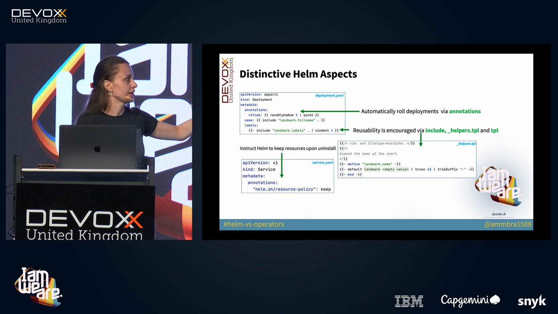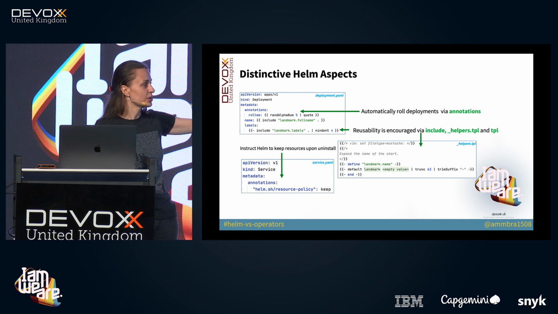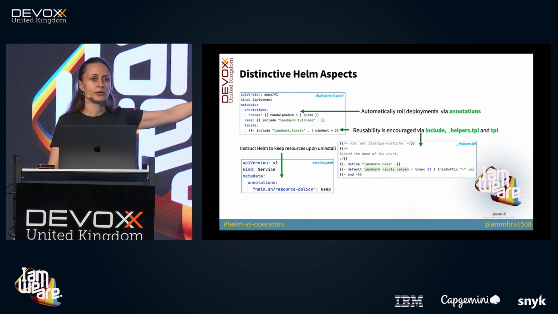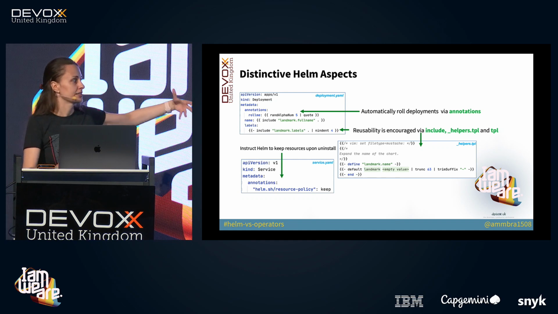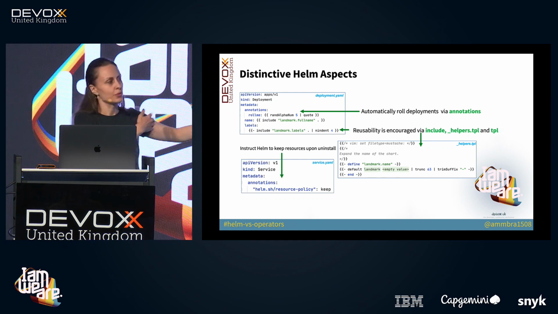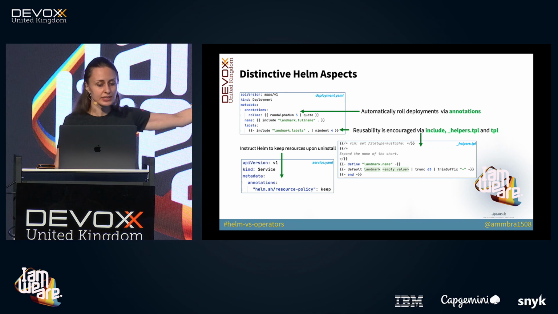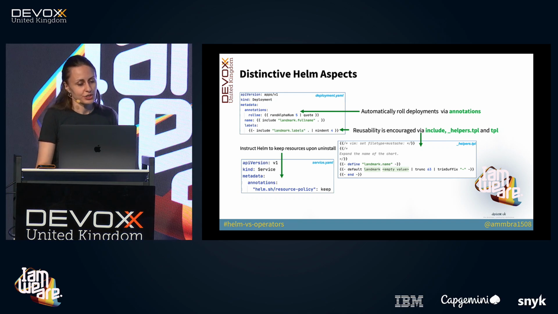And then you can instruct Helm to keep things upon uninstall. Maybe some resources are not going to change upon your uninstall or when you are trying to correct something. You don't need to go and destroy everything every time when you're uninstalling something. You maybe want to keep some resources there. So let's keep it. Also with annotations.